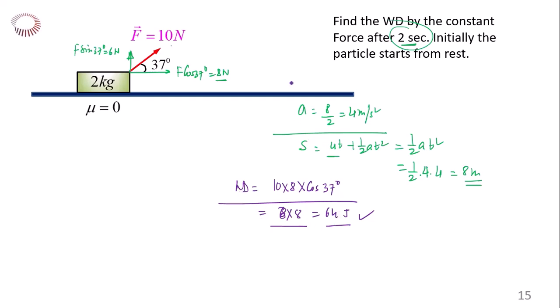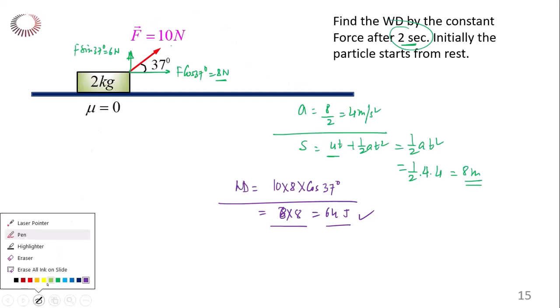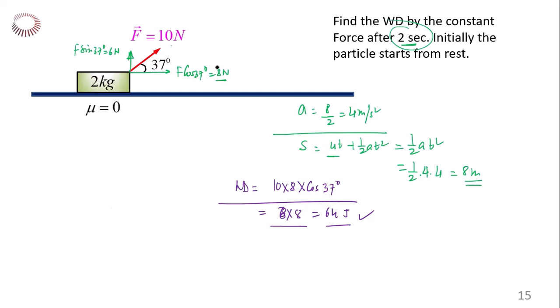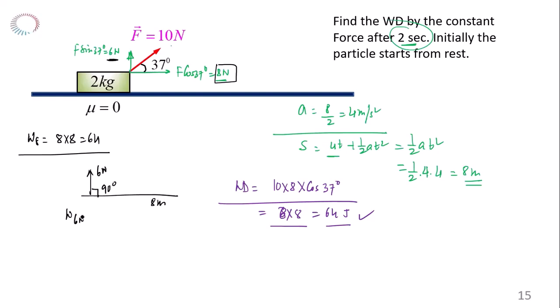What force? 10 Newton. For the 10 Newton, there are two components. If I calculate the work done by the 8 Newton, what is the answer? Work done by 8 Newton should be equal to 8 into 8, that is 64. But work done by 6 Newton is 0. Why? Because 6 Newton is acting vertically upward, and the displacement is 8 meter horizontal. So work done by 6 Newton is 0.